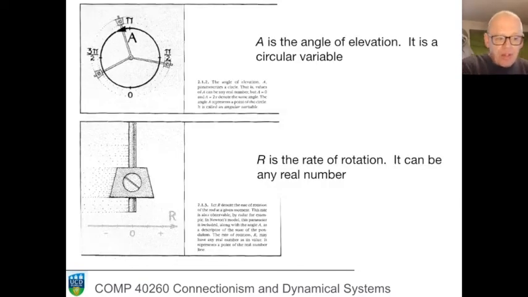How do we describe the state? Well, we're going to use two numbers to describe the state of the pendulum. One is A, the angle of elevation. So the pendulum moves usually along an arc, but if we give it a big enough kick, it'll go around in a circle, but the position of the bob will never be off that circle. So to capture its position, we need a circular variable A.